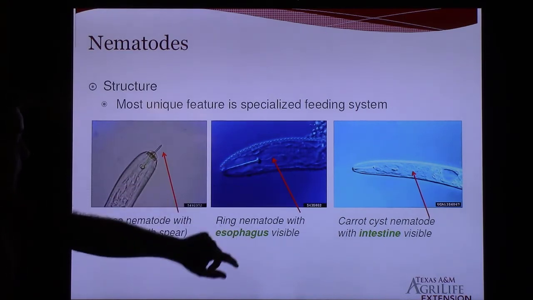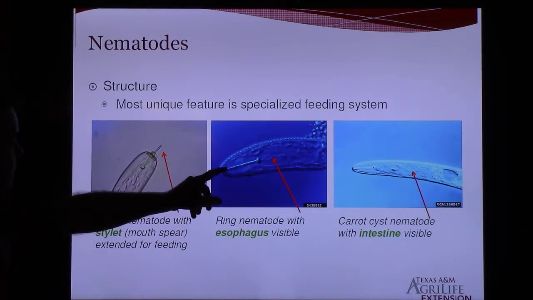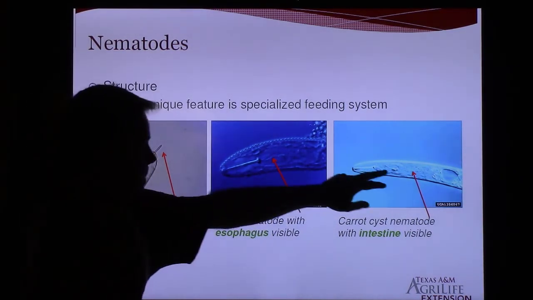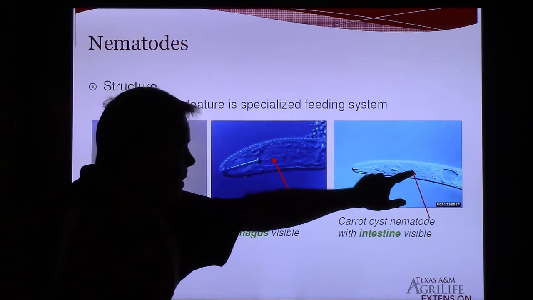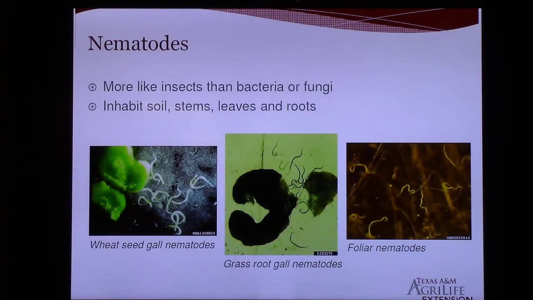This ring nematode, here we can see it's got an esophagus, and it's also got this little spear that comes out. Here we've got this carrot cyst nematode. I know it's hard to see in the picture, but that's its intestine. So these microscopic roundworms actually have organ systems that allow them to feed and to grow. Nematodes are more like insects than they are fungi or bacteria.